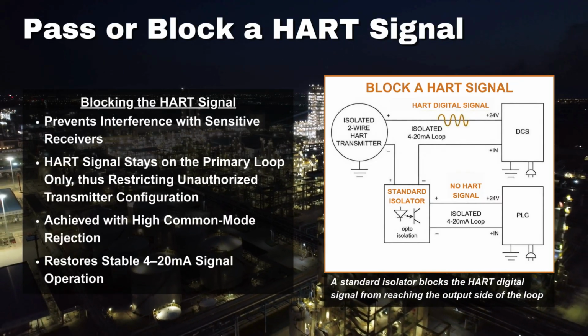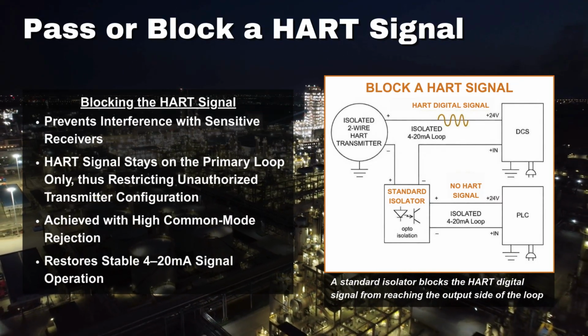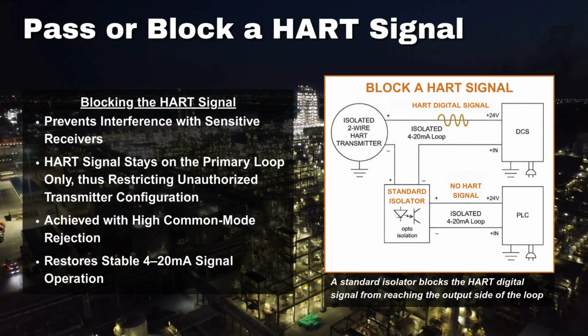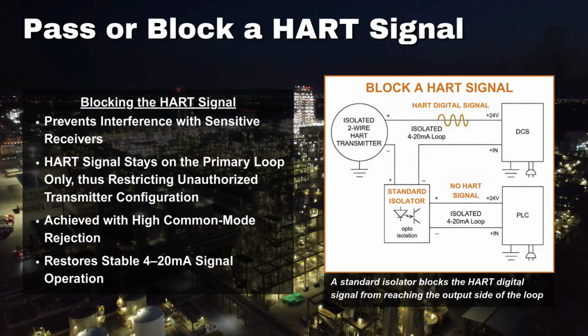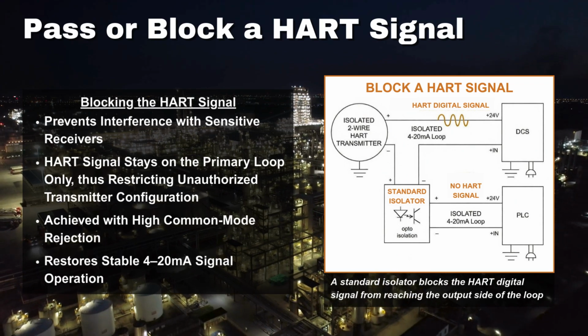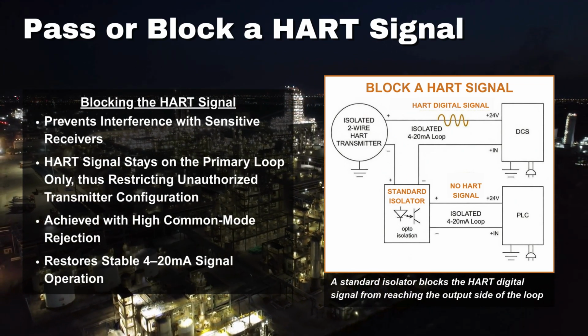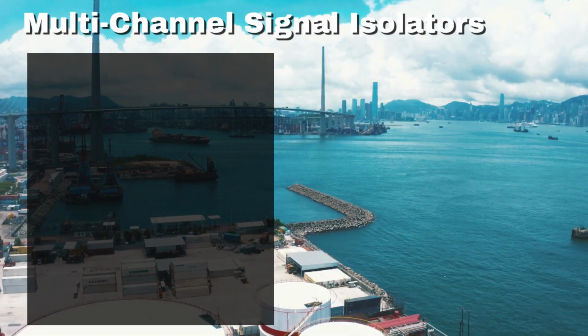In other cases, blocking the HART signal is preferred, especially when older receivers are sensitive to noise or when configuration access needs to be restricted. In these situations, a standard isolator with strong common mode rejection prevents the HART signal from reaching the output loop.